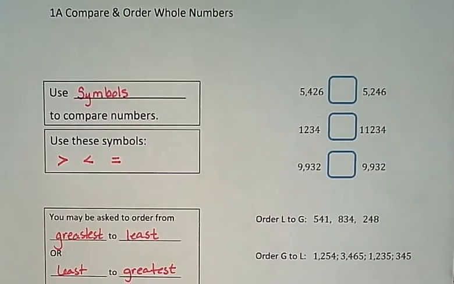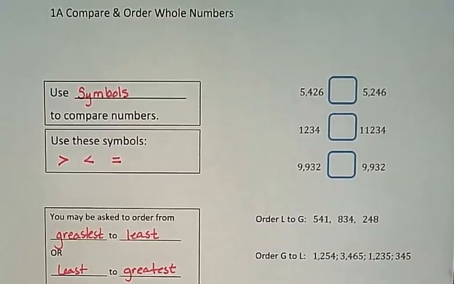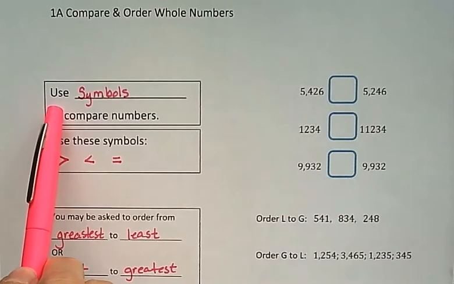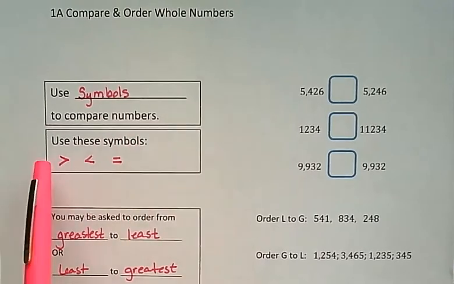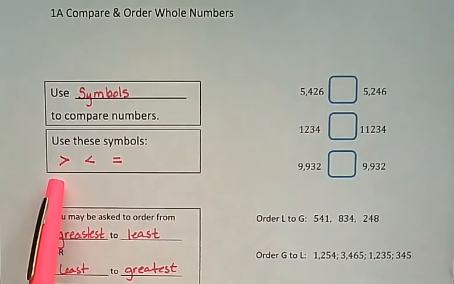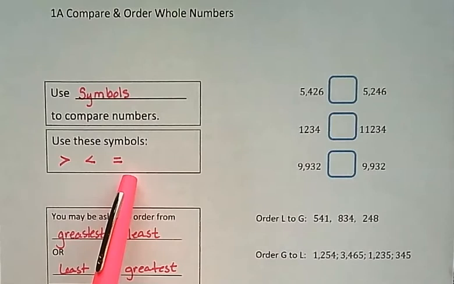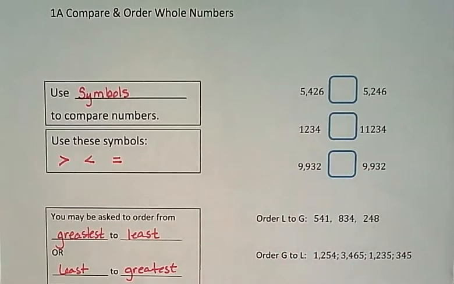So you've gotten your note packet for this first section of Unit 1, and our first set of notes is 1A, compare and order whole numbers. This probably is a review for you, but that's okay. It's a great place to start with a little bit of a review. So the first thing we're going to do is fill in some of our blanks here, and you can see that we've got use symbols to compare numbers. The symbols that we're going to be using are the greater than, the less than, and the equal sign to compare these whole numbers.